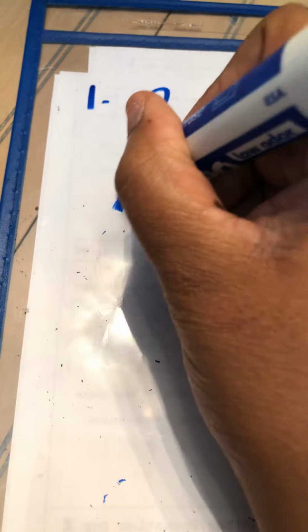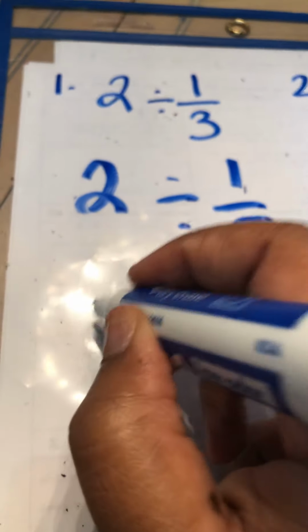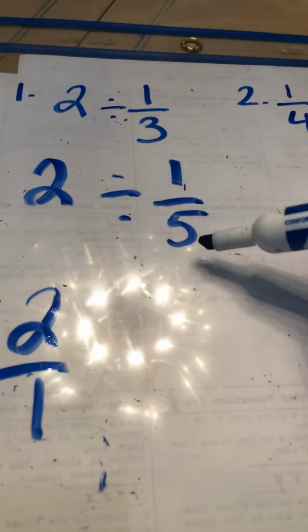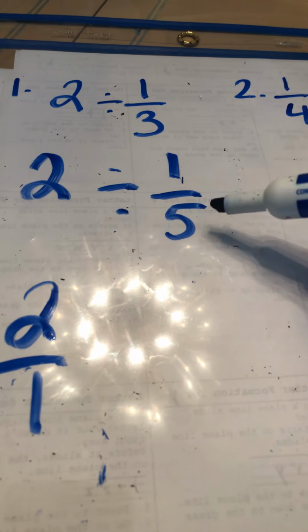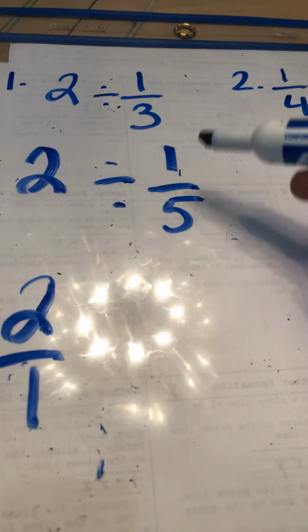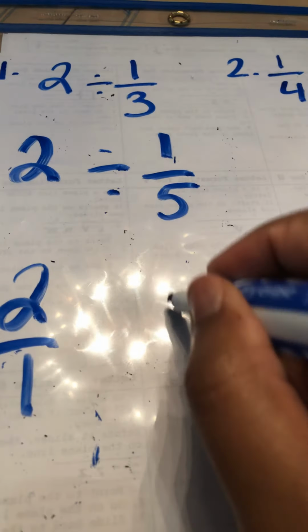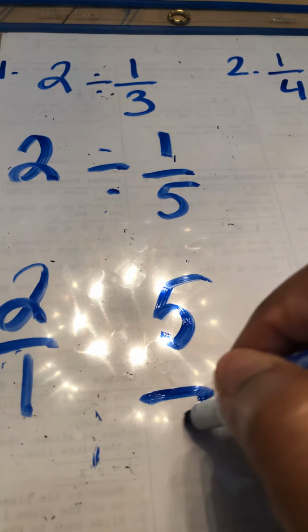Sorry about that. All right, so let's say I'm going to have 2 divided by 1/5. Same operation, all right? That 2 must turn into a fraction, so it will be 2 over 1, okay? Remember, the fraction over here, I need the reciprocal. So that means you are going to flip 1/5, and it would be 5 over 1.